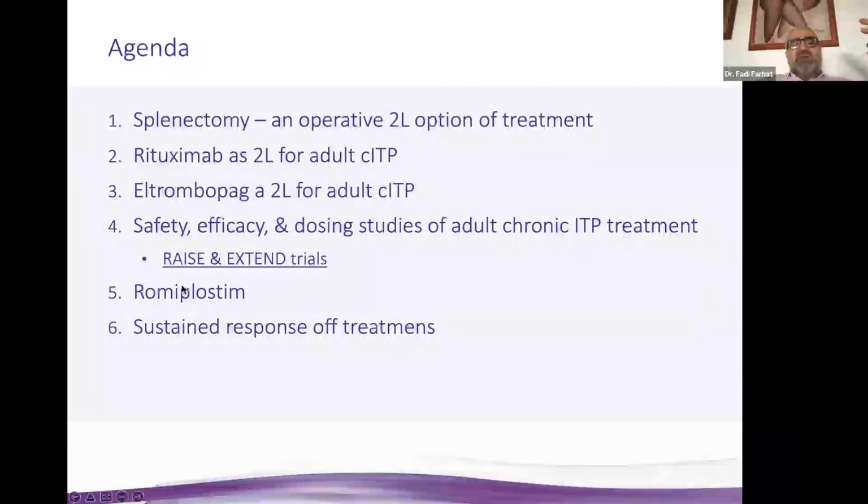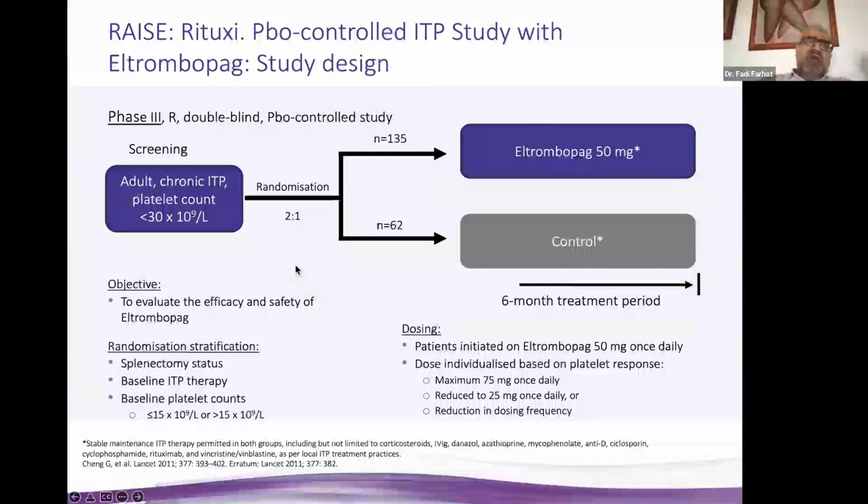And two important studies, the RAISE and the extended trials, which we'll go through now. The RAISE is a placebo-controlled ITP study with L-Thrombobag, and the design is 2-to-1, because the investigators hoped to have better results with L-Thrombobag. That's why they did the randomization 2-to-1. Any patient with platelets less than 30 could receive L-Thrombobag or the control arm.